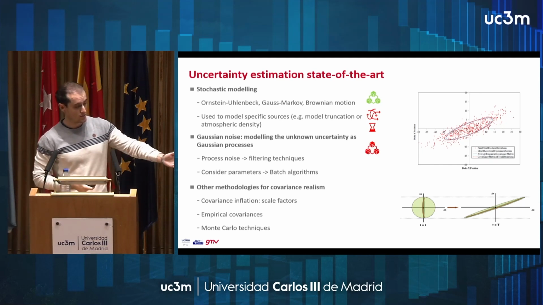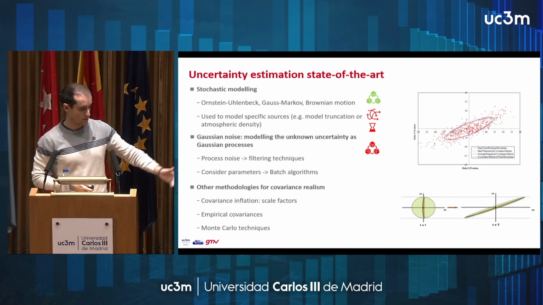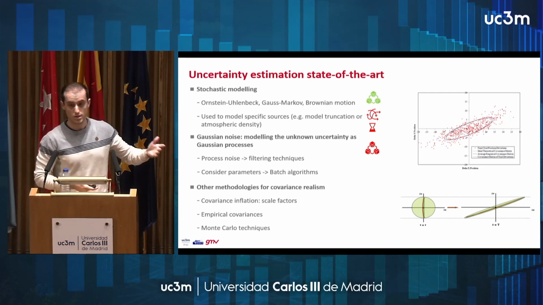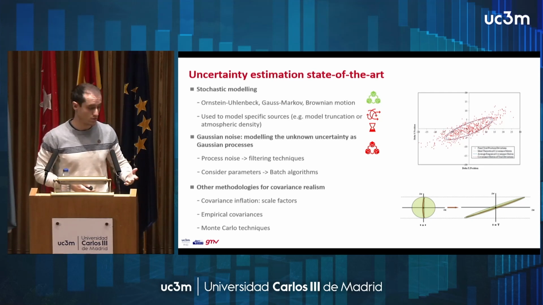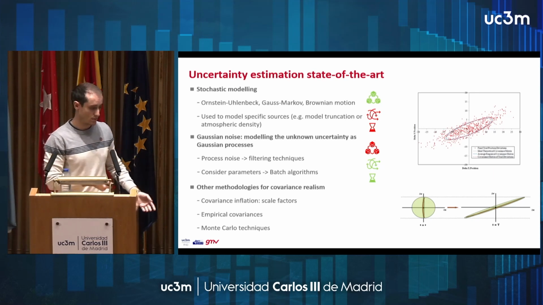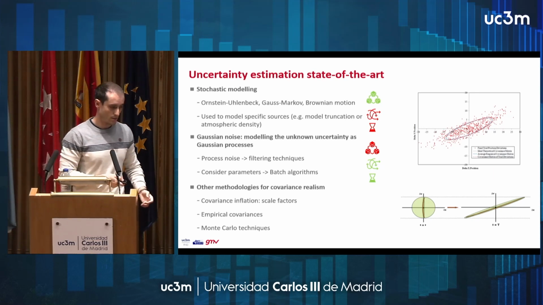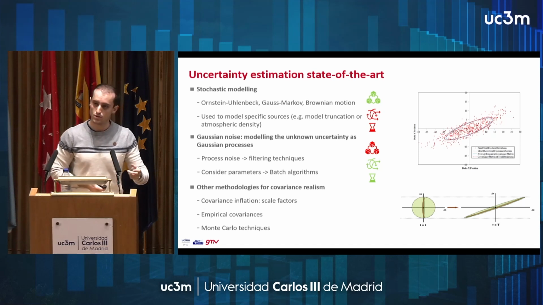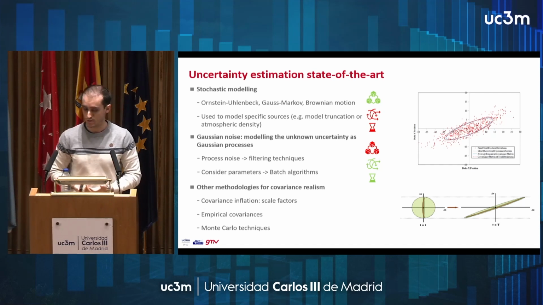Another alternative then is going for Gaussian processes, Gaussian noise, such as the well-known process noise in most filtering applications, or consider parameters for batch algorithms. The problem here is that though having lower complexity and being much more time efficient, we still have the problem that we need to tune those models, to estimate those models in order for them to be actually a good representation of the uncertainty.